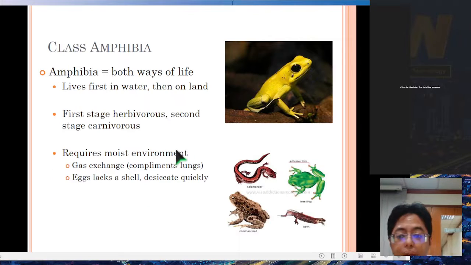Okay, amphibia means both ways of life. They live in water and then on land. So first stage is herbivore, second stage is carnivore. So they require a moist environment at all times. They cannot be dry. So they actually can exchange gas through the skin to complement the lungs. And the eggs would lack a shell, so meaning that they need water, else they will slowly dry off. Okay, so that's why they live near water. Without water, they cannot live at all.